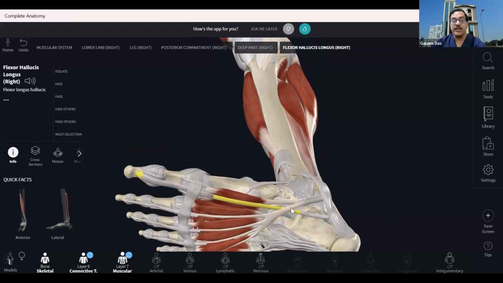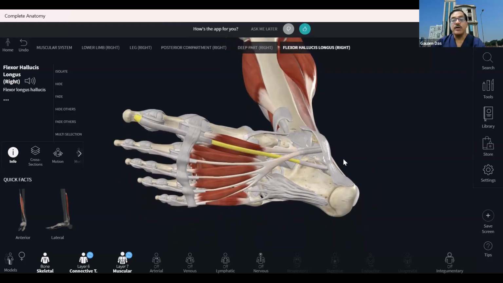At this crossing area, there can be friction of these tendons, causing some tendinopathies. This area is known as the knot of Henry. So what is the knot of Henry? It is where the flexor digitorum longus and flexor hallucis longus cross. In the tarsal tunnel, flexor hallucis longus was the most posterior tendon. But here it comes most medial, and flexor digitorum goes laterally. So they cross, and this crossing area is known as the knot of Henry.